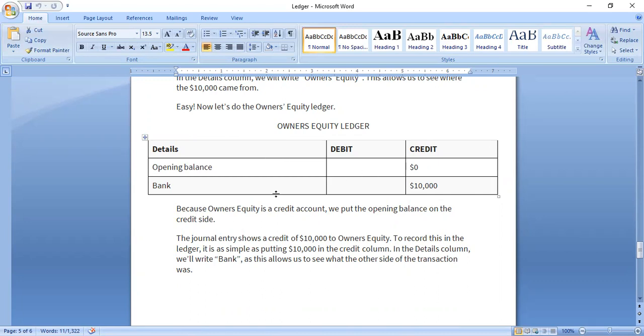Here is also part 2, the owner's equity ledger. Here we also see taka 10,000 credit, because owner's equity is the internal liability, so that's why the amount is on the credit side. So from here we can understand where the 10,000 taka is as capital: it is deposited in my bank. We can understand this easily from this ledger.